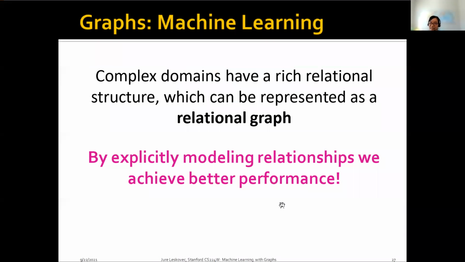So we see that there are many complex domains, and they all have very rich relational structures, and it can be presented as relational graphs. And by explicitly modeling this relationship, we can achieve much better performance.